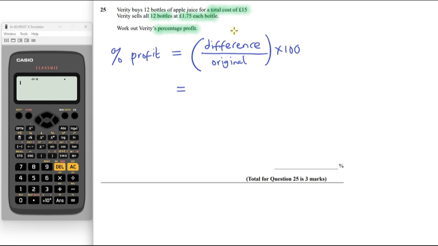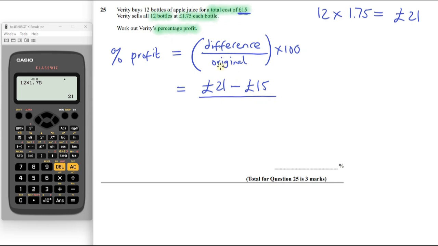So we know what she buys them for. She buys them for £15, the total cost. What she sells them for: she sells all 12 bottles, so it's going to be 12 multiplied by £1.75 each. We can do 12 times 1.75. So she sells them for £21. So the difference is going to be 21 minus 15. We can see that's going to be 6, but I'm just writing everything down. And the original amount, what she buys them for, is she pays £15 for them.